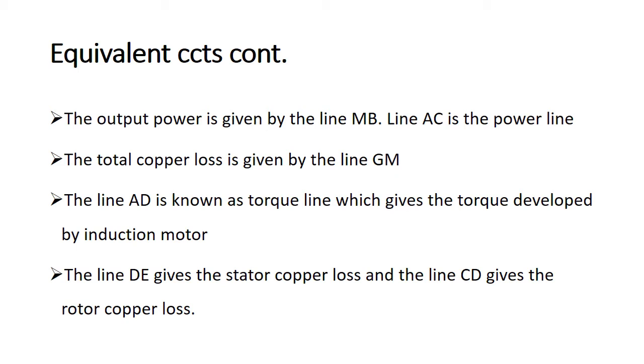There are more parameters to note on equivalent circuits. The output power is given by the line MB, line AC's power line. The total copper losses are given by the line GM. The line AD is the torque, which gives the torque developed by the induction motor. The line DE then gives the stator copper losses, and the line CD gives the rotor copper losses.